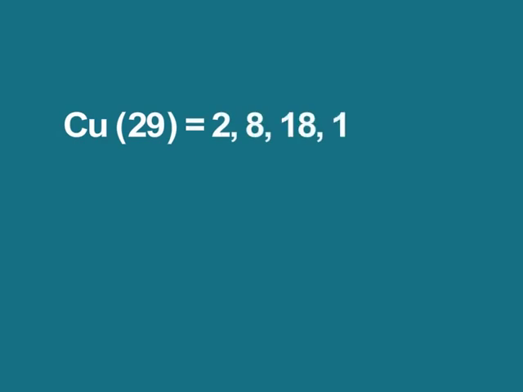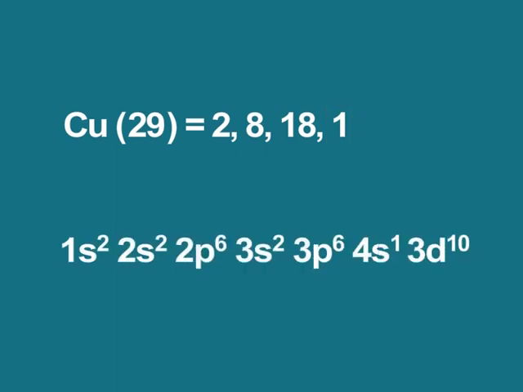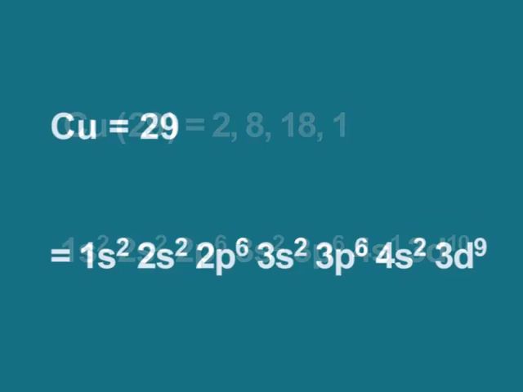And atomic number of copper is 29, that is 2, 8, 18, 1. Its electronic configuration is shown here: 1s2, 2s2, 2p6, 3s2, 3p6, 4s1, 3d10. Though as per rules it should be 1s2, 2s2, 2p6, 3s2, 3p6, 4s2, 3d9. That is, 4s should be filled before 3d. Copper does not show this electronic configuration. Why is it so? Let us discuss.